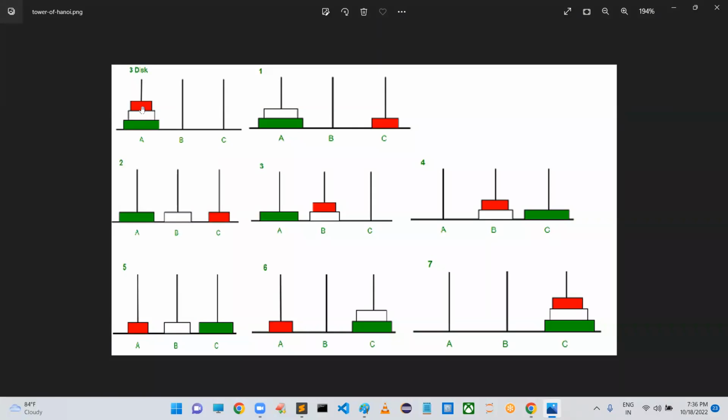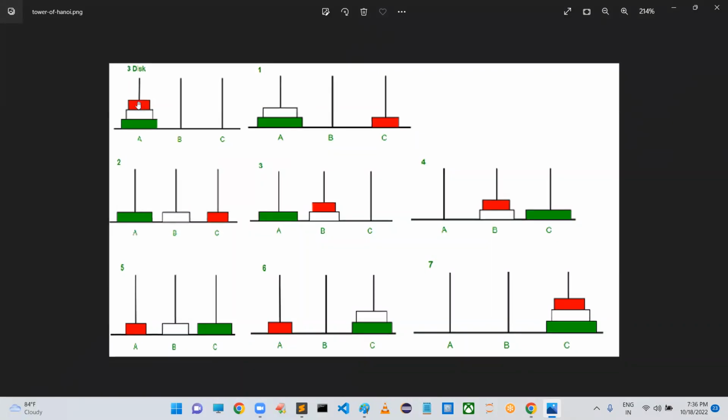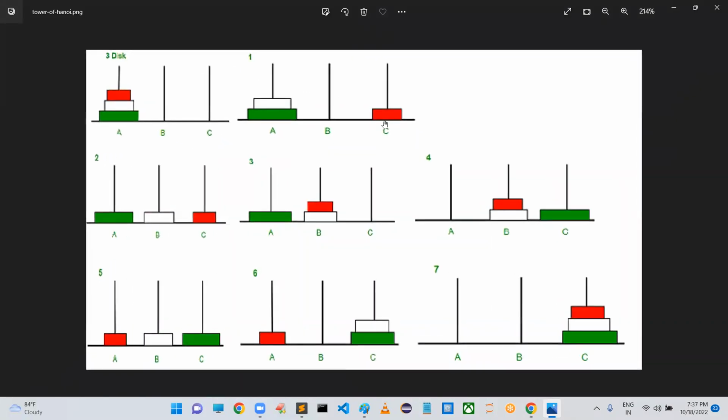Sir, now first, have you observed here? The red color disk goes to the last tower. This is the first step. Then the white color disk goes to B. This is the second step. Then the red color goes on top of white. Is it following our rule or not? Yes. Next, this green color we are moving to the end like this.